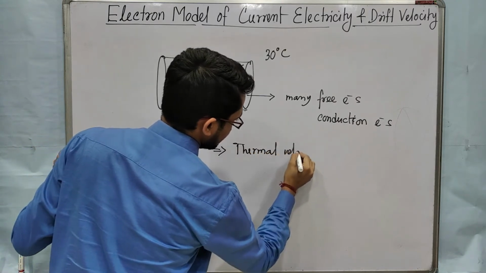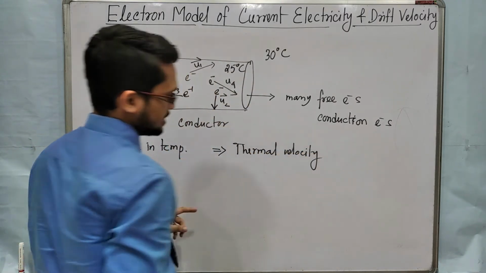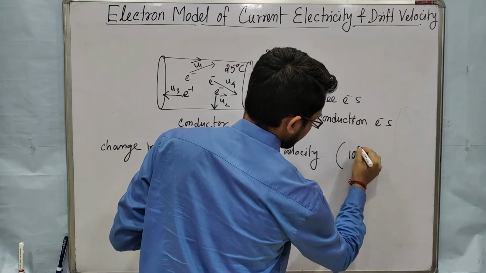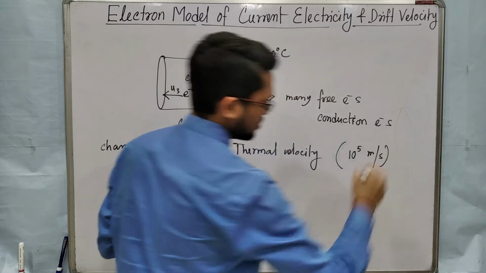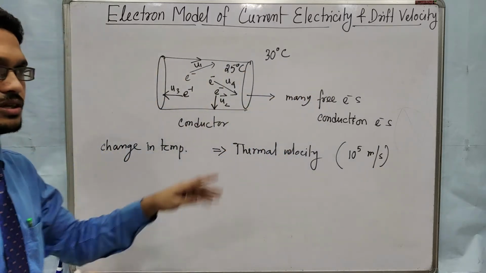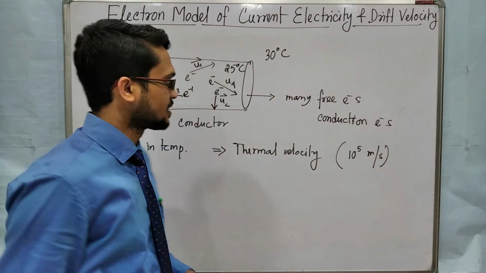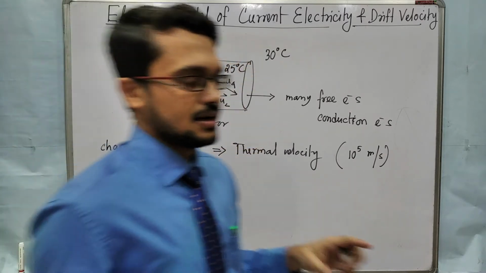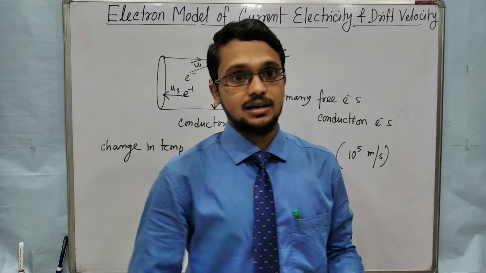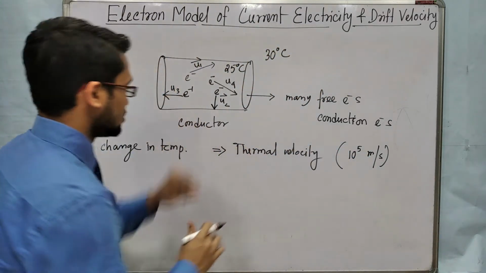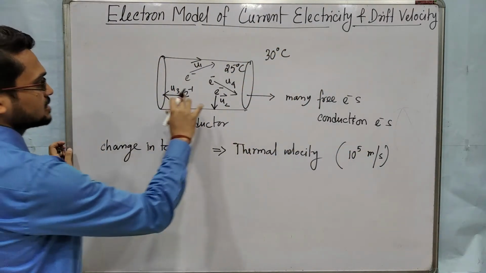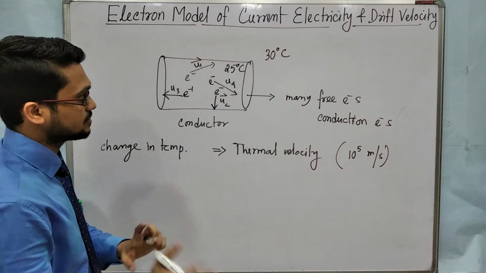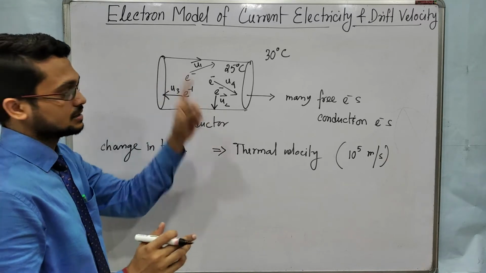Thermal velocity is so high, almost of the order of 10 to the power 5 meter per second. So they are moving so fast. But if we take them as a whole, as a bulk of electrons, then the average velocity of these electrons will be 0.